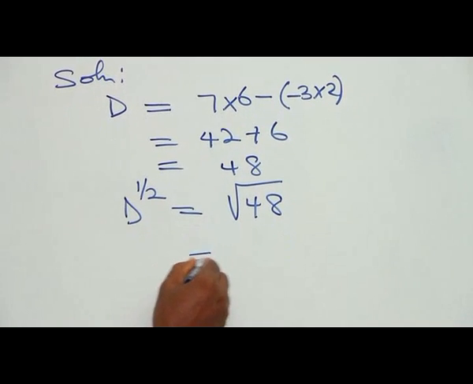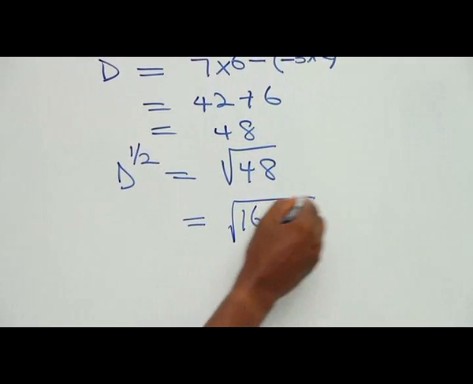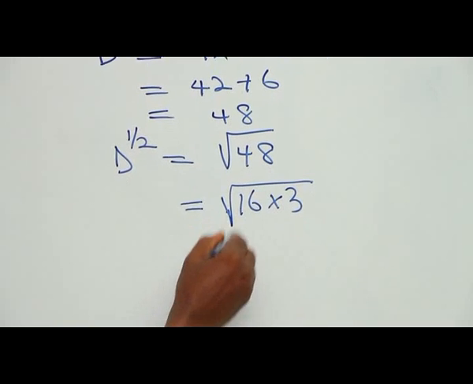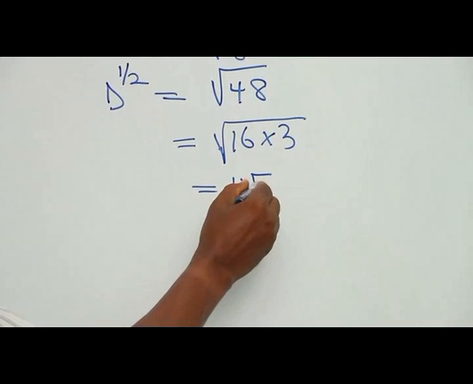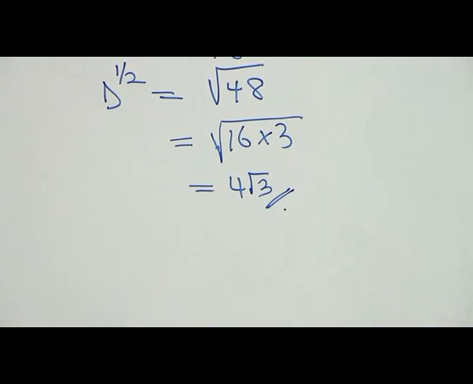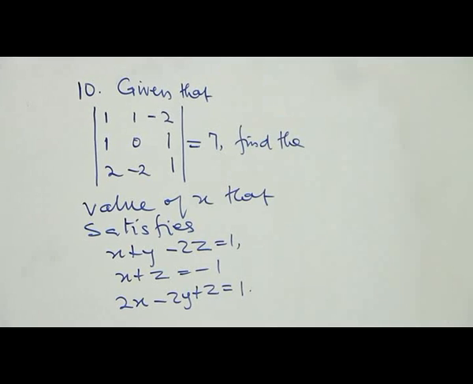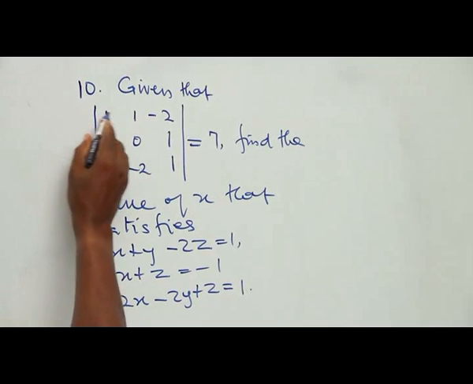In other words, this becomes 16 times 3 all under square root. And so the square root of 16 is 4, and then this is root 3. And that is the solution to the problem. 4 root 3. Let's now take a look at question number 10, an example.